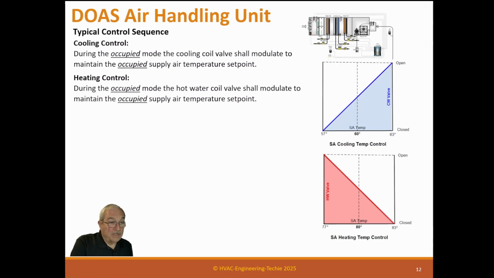Depending on how it's designed, you can actually use the DOAS unit to give you some boost in heating or cooling. So if it's really hot out there, and you've got a lot of capacity in the DOAS, you can actually provide colder than 60 degree air, to give it a little help.